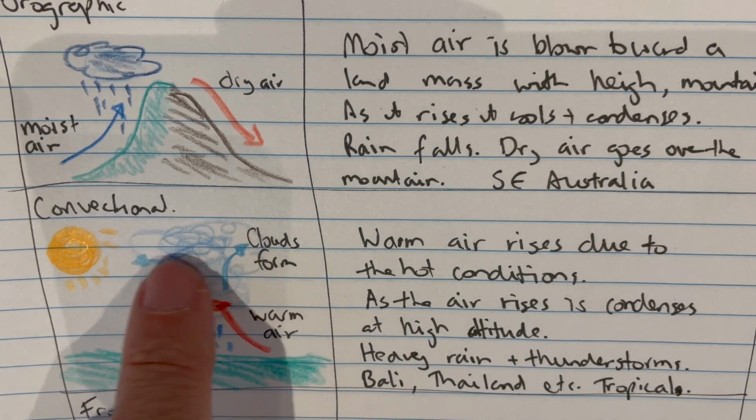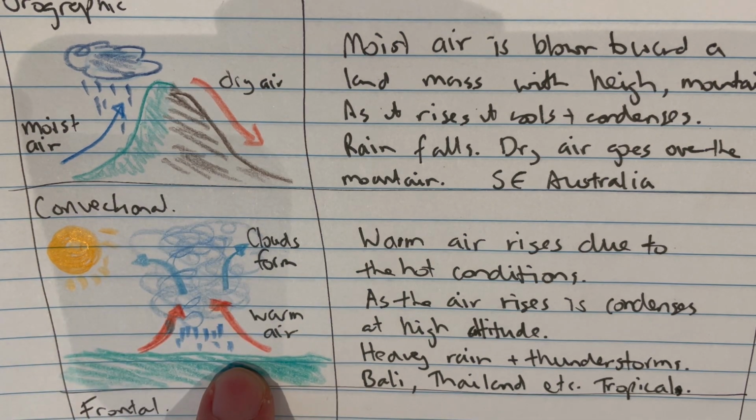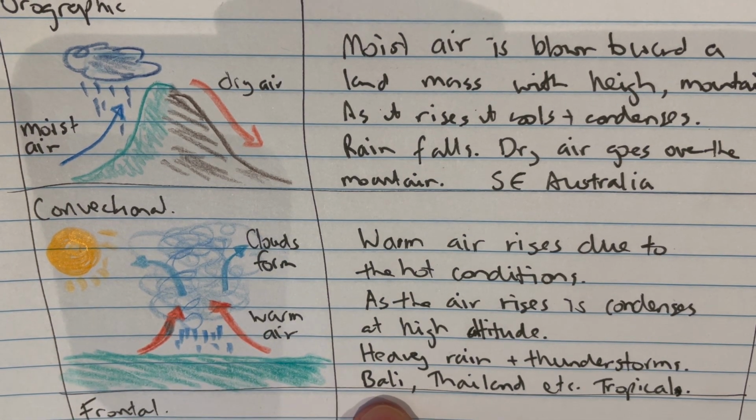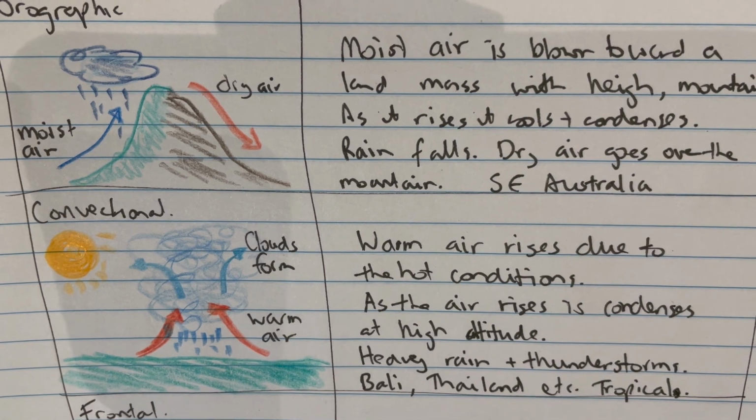And once it gets to high altitude, so we've got quite a tall drawing here, heavy rain and thunderstorms would fall, and these are in places that are to do with the tropics, so places like Bali, Thailand, any of those places that we've already mentioned.